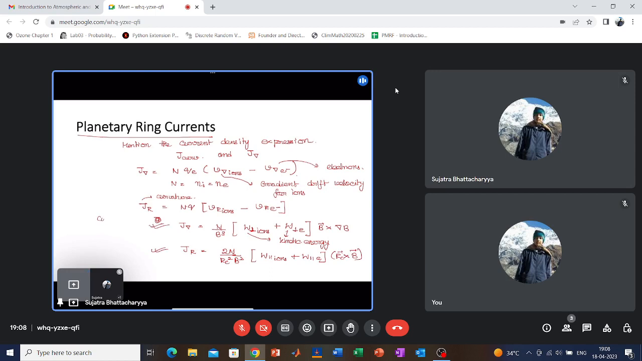So this is the current density due to gradient, and this is the current density due to curvature drift.